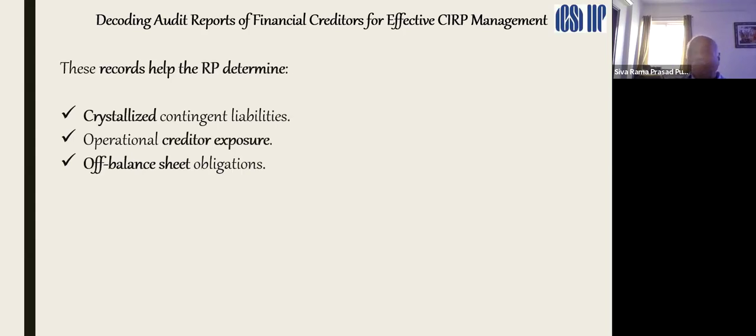And crystallize the contingent liabilities: how many are going to be devolved? Also operational creditor exposure and off balance sheet obligations. Off balance sheet means not only the LC and the bank guarantee. Suppose employees have filed an application with the High Court because compensation is not paid, a bonus is not paid, or gratuity is not implemented in the company, or provident fund contribution. Once the case goes in favor of the employees or labor, definitely those contingent off balance sheet obligations are also to be mentioned.